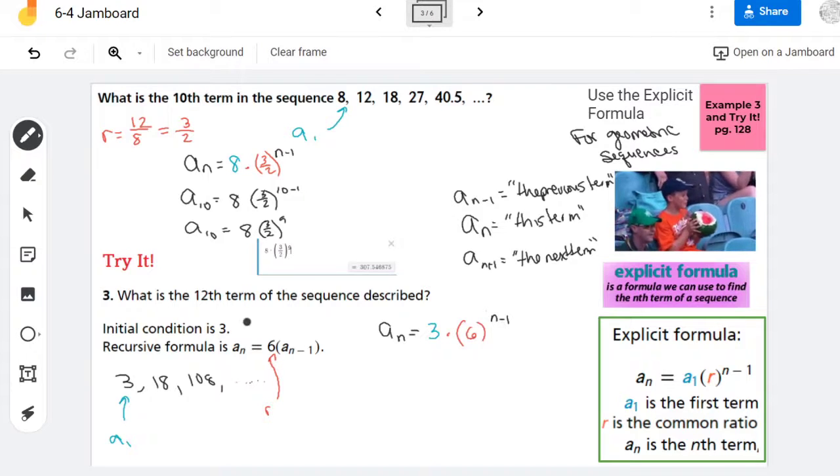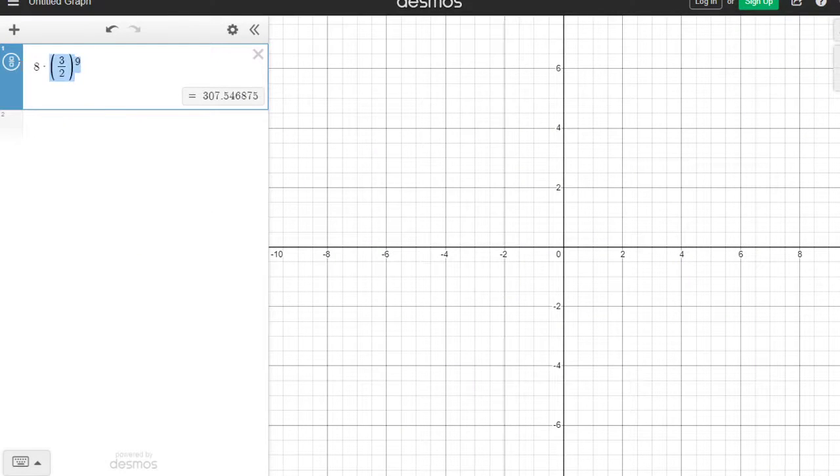All right, so now, if I'm finding the 12th term, I'm looking for a sub 12. Okay, so I'm going to take 3 and multiply it by 6, which is raised to the 12 minus 1 power. So a sub 12 is equal to 3 times 6 to the 11th. And that's what I'm going to do on Desmos. And that's a really big, really hideous number. So you might be asking yourself, why did that get so big? Why is that so big and so ugly?